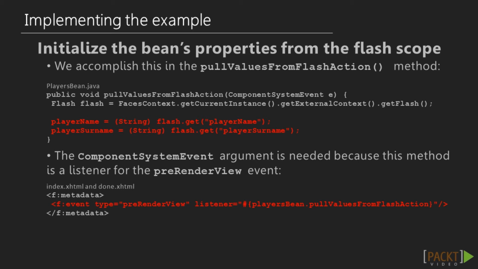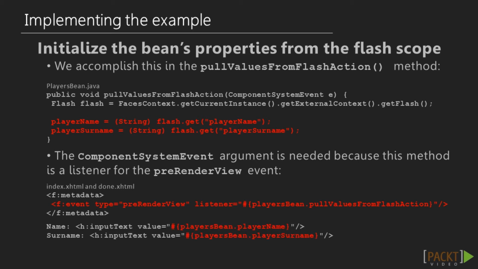This method is used to initialize the bean's properties with the values from the Flash scope. Basically, we call this method from the index and done pages via the pre-render view event. So, before rendering these views, we tell JSF to initialize the player name and surname properties from the Flash scope. This allows us to use these properties in page without getting null values.